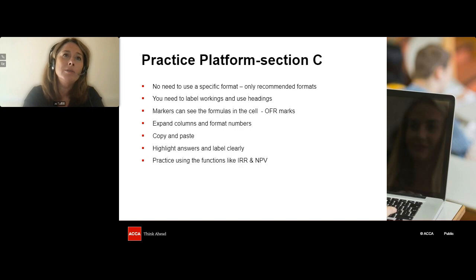You need to highlight your answers and label them clearly so we know which one is your answer. And make sure you practice using those functions like the IRR and the net present value, because if you haven't practiced them, there are some common errors when you're using those functions, but they're very quick and easy to do.